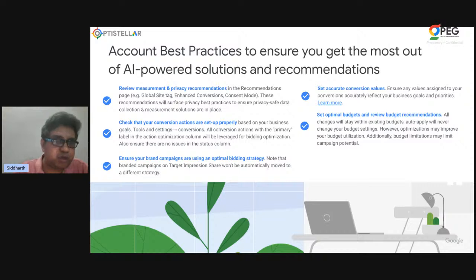And it will only help the system become more path to purchase aware, and it will also be able to understand what is the overall performance and what is the overall behavior of the customer, right?